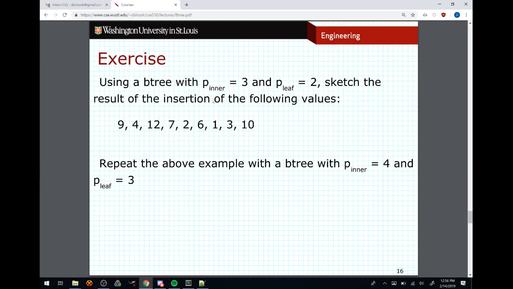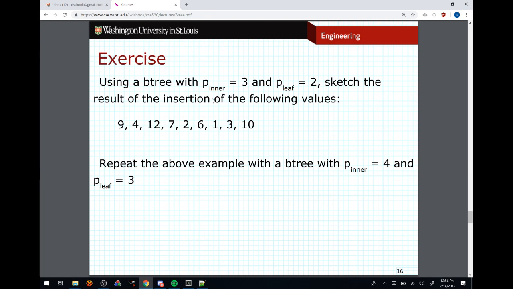What's going to go in this one? Just 4. Just 4? It's a little bit different with the internal nodes, right? 4 goes here. What goes in this one? 9. So where'd the 7 go? Up.